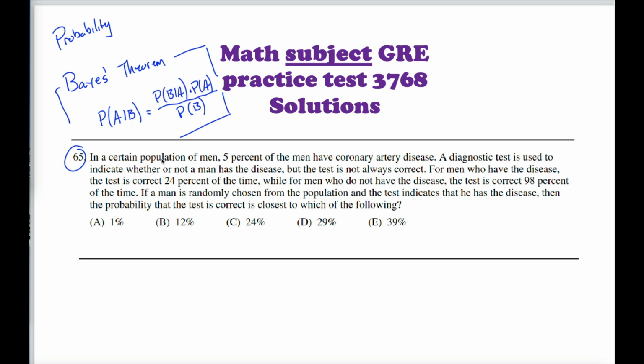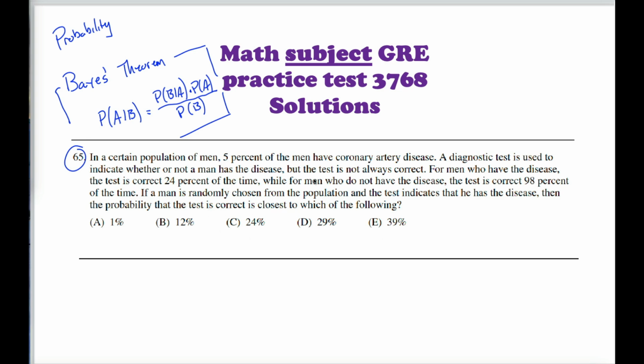So what's going on in this problem is I have a population of men, and 5% of them have a coronary artery disease. I have this diagnostic test that's sometimes correct and sometimes it's not correct. If I give it to someone who has the disease, it's correct 24% of the time. If I give it to someone who does not have the disease, it's correct 98% of the time. So I got false positives and false negatives. If I randomly choose a man from the population and the test says he has the disease, then what's the probability that the test was correct, that he does in fact have the disease?